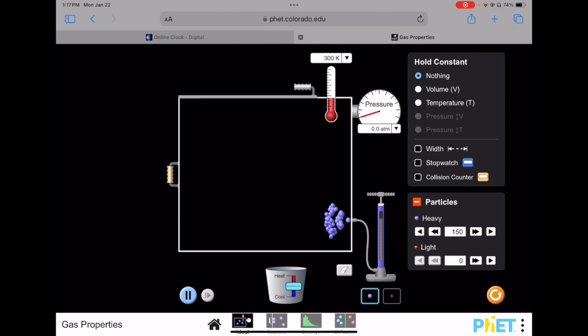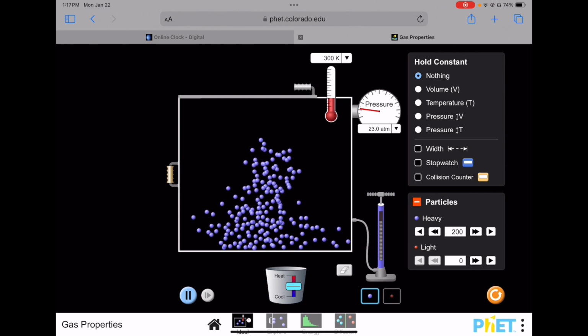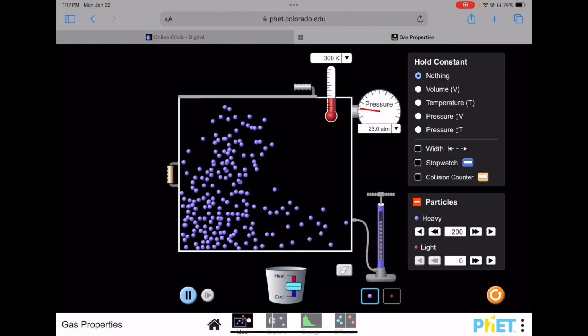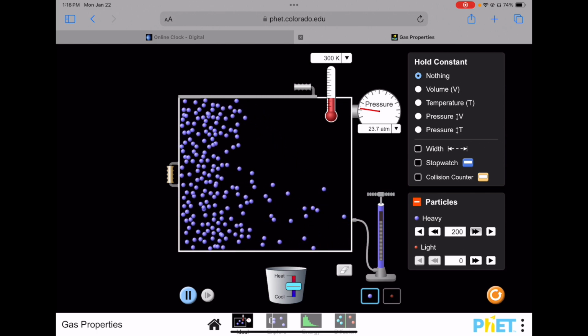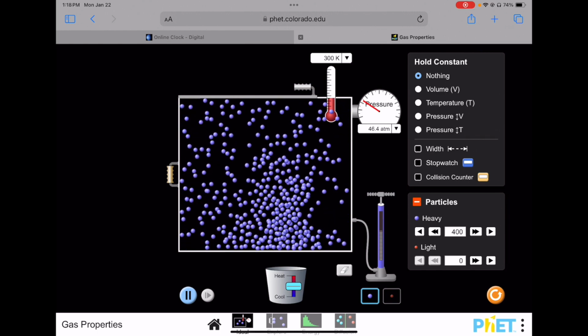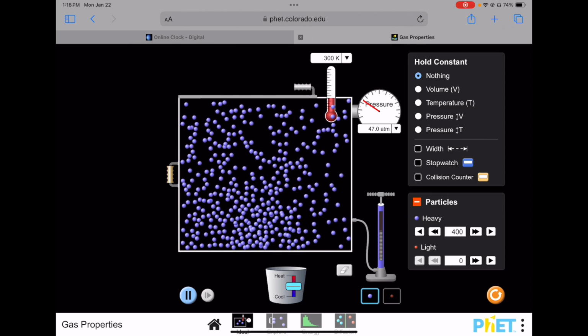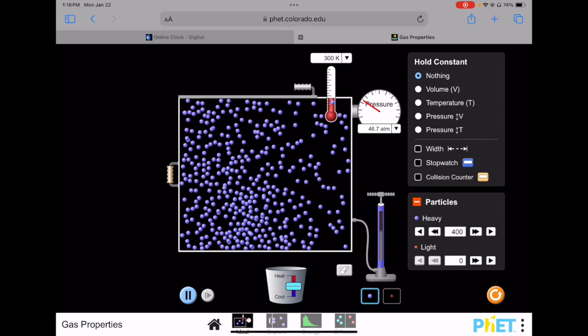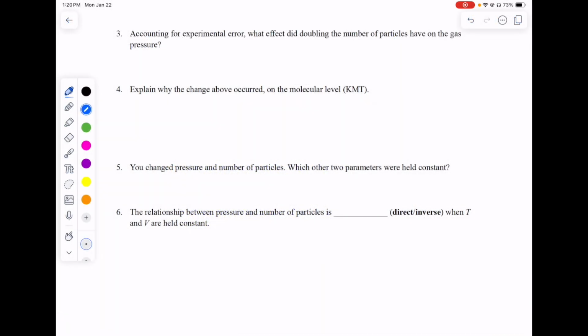Okay, we're going to start with 200 heavy particles in our container. We're going to take a look at the pressure, and we see that it's about 23 atmospheres. Then we're going to add 200 more heavy particles to our container. And we can see as we have more particles, we see more collisions, more force, so the pressure increases. We saw that the pressure went up from about 23 atmospheres to 46 atmospheres, so the pressure doubled.